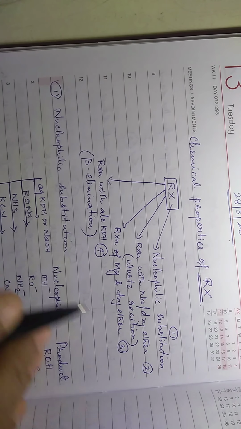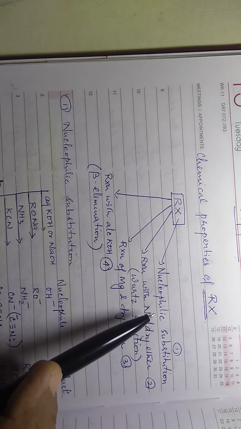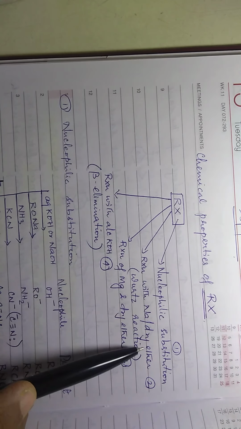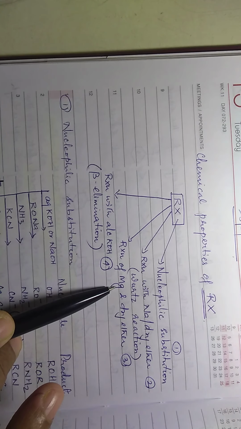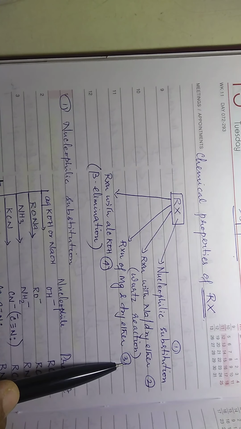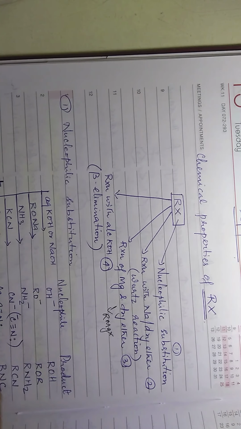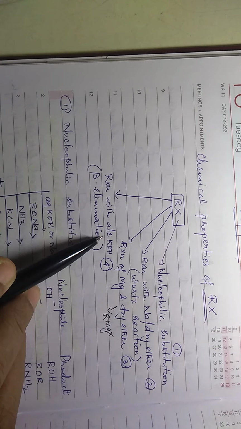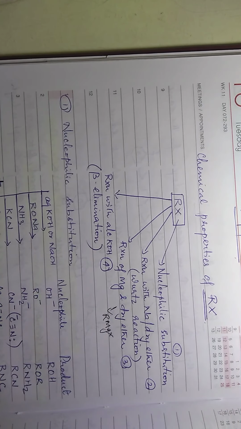Now these haloalkanes undergo basically 4 types of reactions. One is nucleophilic substitution, then reaction of alkyl halide with sodium and dry ether, which is called Wood's reaction, then reaction with magnesium and dry ether, which will give rise to Grignard reagent, RMgX, okay? And reaction with alcoholic KOH, which is also called beta elimination. This also you have studied in 11th class.